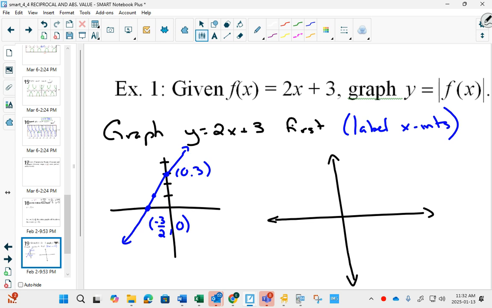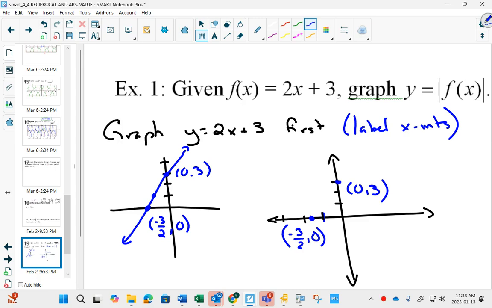And now we do nice points, just like before. One of those nice points is going to be your x-intercept. That's going to be the most important point, and it's going to stay the same, because if you absolute value 0, it's going to stay 0. What happens if I absolute value my y-intercept here? I have 0, 3. Can you see that that would still be 0, 3?